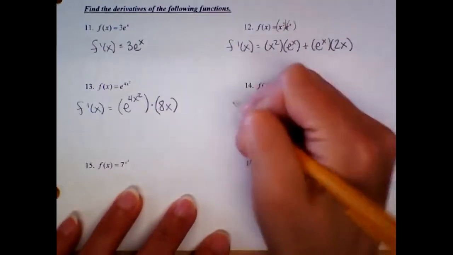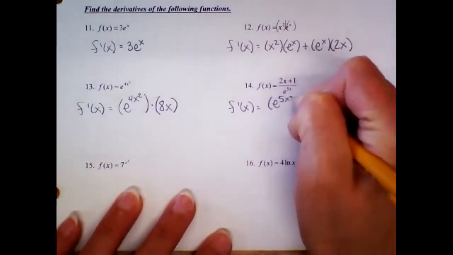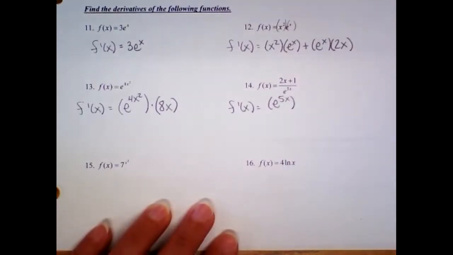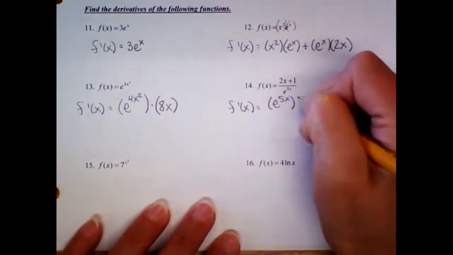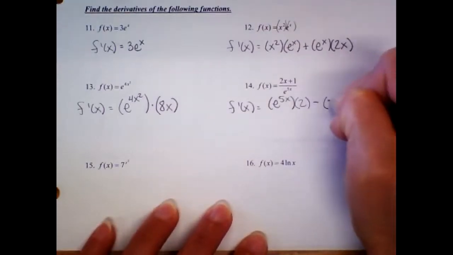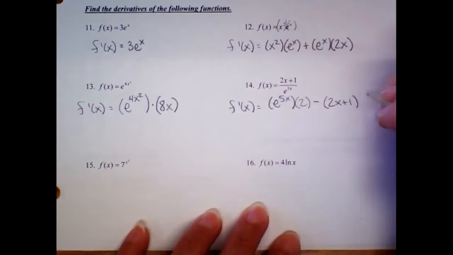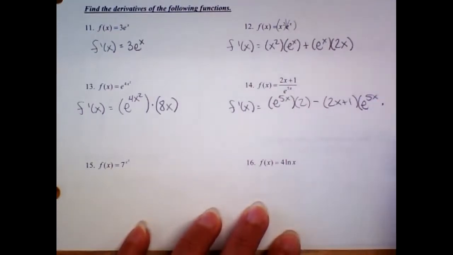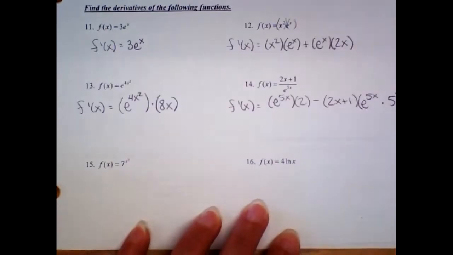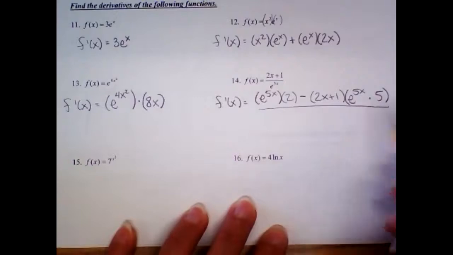All right, and then this one will be a quotient rule. You're going to start with the denominator, e to the 5x, times the derivative of the numerator, which would be 2, minus the numerator times the derivative of the denominator, which will be itself times what? Good. The derivative of 5x would be 5. There's a chain rule there. And then it's over the denominator squared.